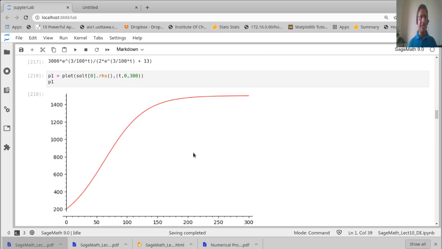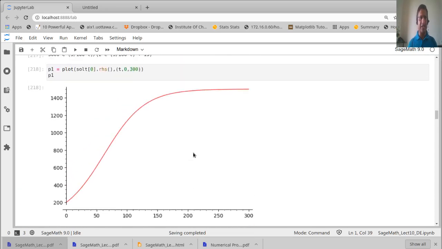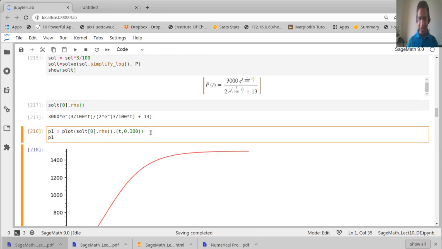Let me add a horizontal line at y equal to 1500. So here itself I'll add plus plot 1500, the carrying capacity, or let me say k here, which I have already defined, and t varies from 0 to 300, and let me put a dotted line, so linestyle equal to "--", and then let me also put color equal to, let us say black, let me put green, in single quote or double quote.